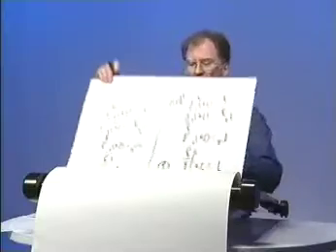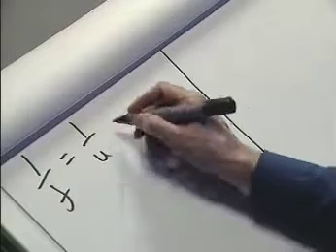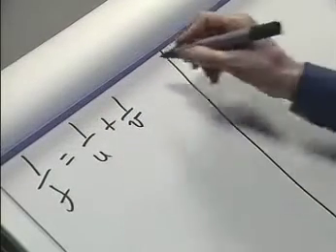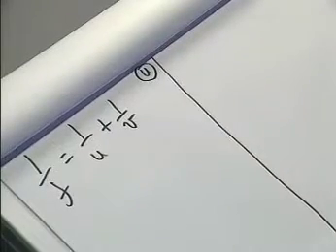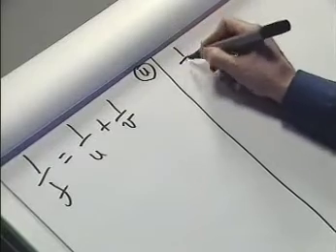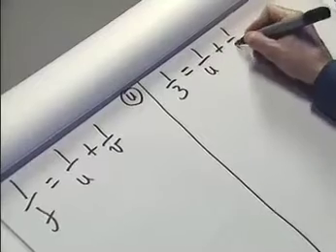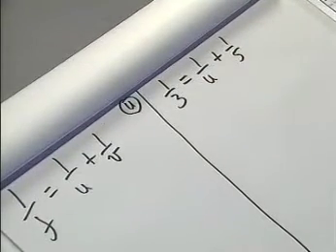Let's take another couple of examples of real formulae that we might want to be able to manipulate. So let's have a look at the lens formula. 1 over F is equal to 1 over U plus 1 over V. Let's say it's U that we're after. We want U equals. Well, let me write down an equation that's similar. 1 over 3 equals 1 over U plus 1 over 5.